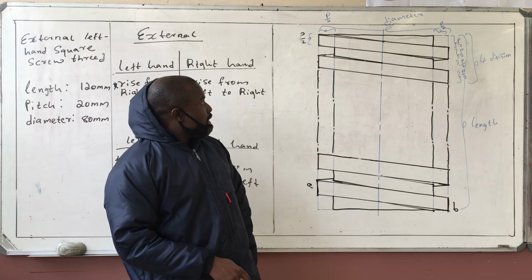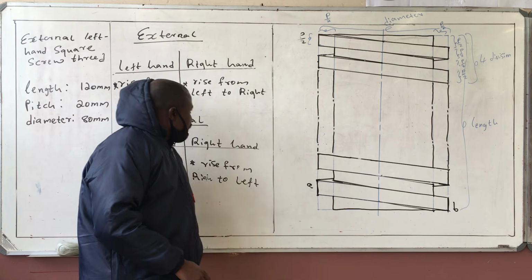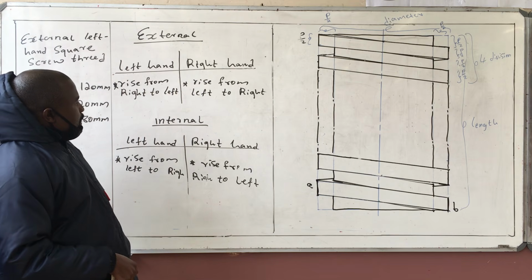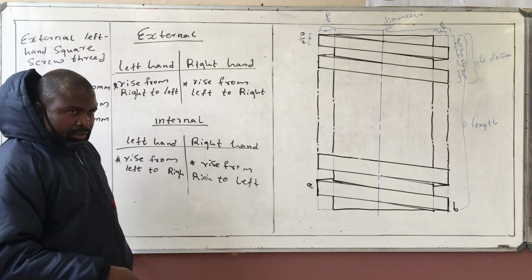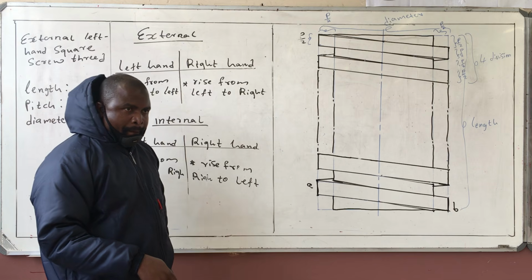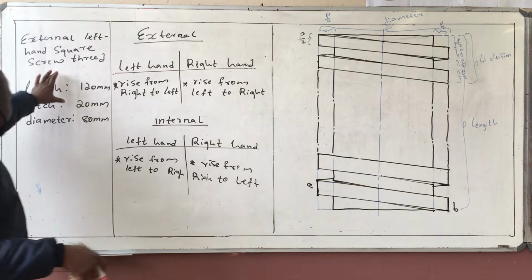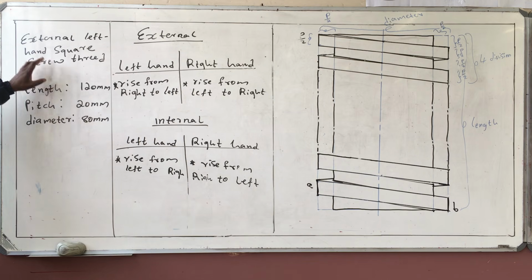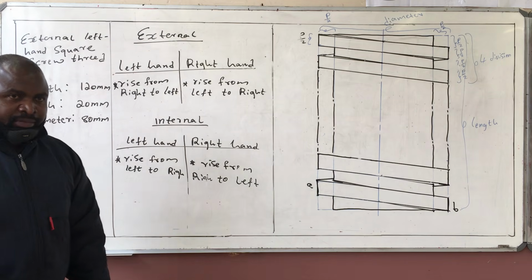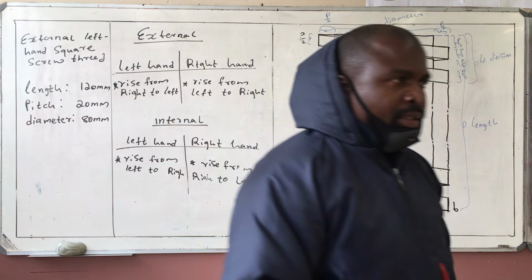So this is an external square thread, left-handed. Use the same information, this one. But now, instead of a left hand, you draw a right hand. That will be your homework. I'll see it tomorrow.